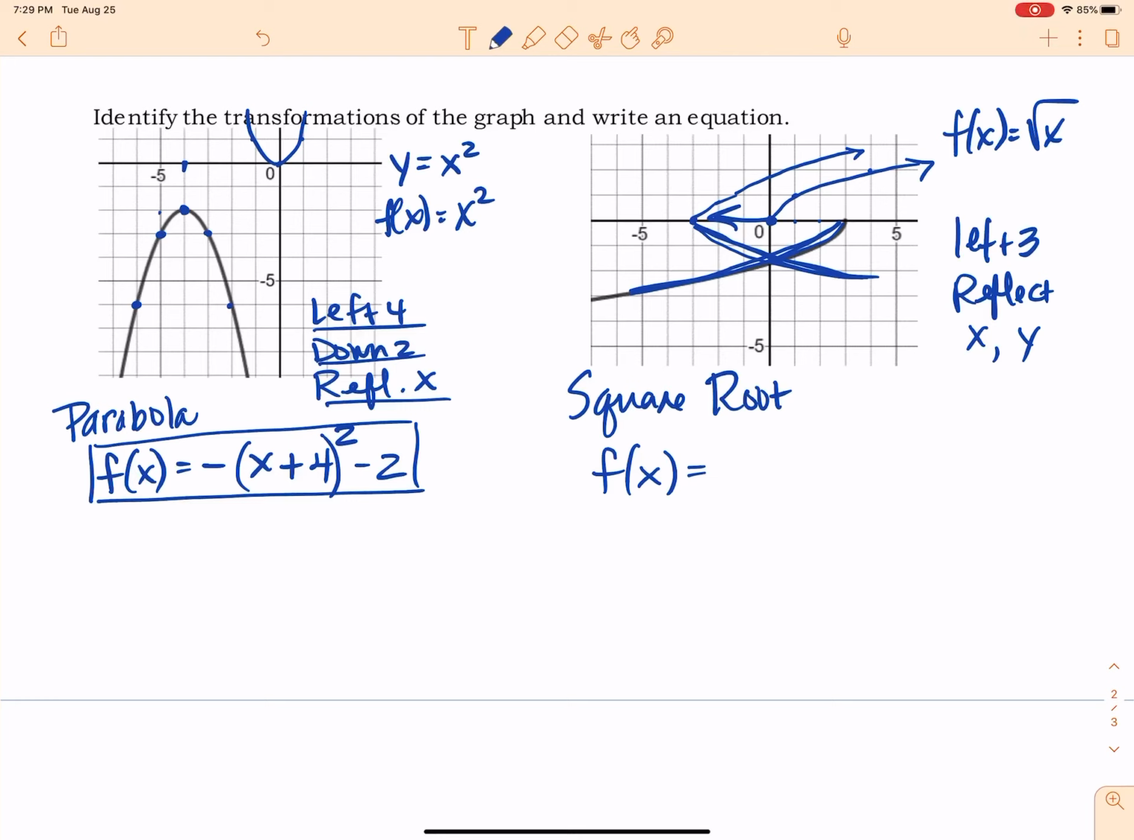Well, if it's reflecting over x and y, that means I'm going to have a negative outside my radical symbol. And I'm also going to have one inside. So I've got x here. If it moves left 3, that's what I'm going to have right there.